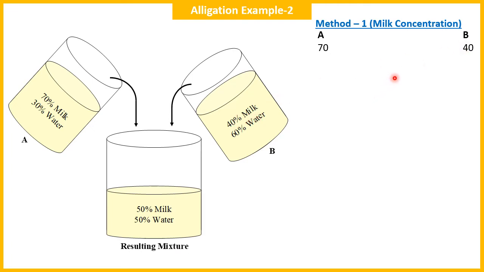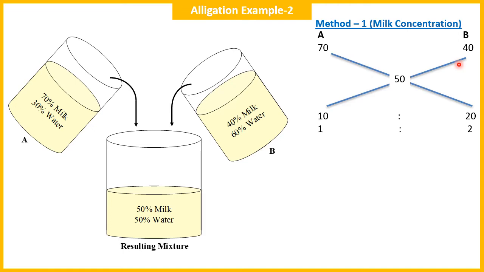Now whatever concentration you want in the resulting mixture should be written in the center here. So I will write in the center 50. Now let us do cross subtraction and find the ratio. So 70 minus 50 we will do, and on the other side we will do 50 minus 40. So that comes out to be 10 is to 20 or 1 is to 2. So if I take 1 liter from vessel A, I should take 2 liters from vessel B, so that the 3 liters of mixture formed in the third vessel contains exactly 50% milk and 50% water.